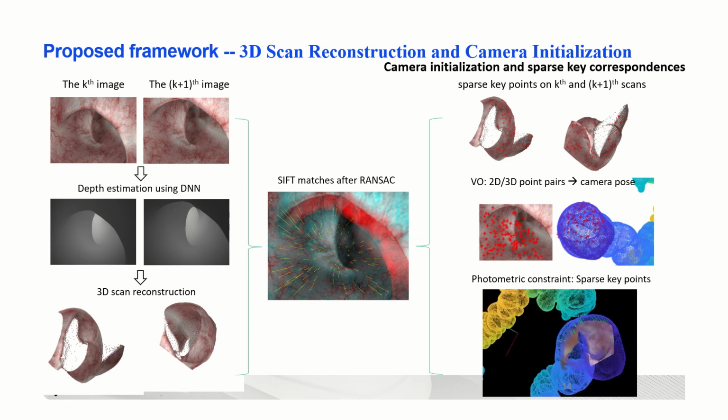If the previous scan is well registered to the colon model, there will be dense correspondence between the previous scan and the colon model. Combined with the sparse correspondence between the current scan and the previous scan, we can extract the sparse key points between the current scan and the colon model. This sparse key point will be used as a photometric constraint.